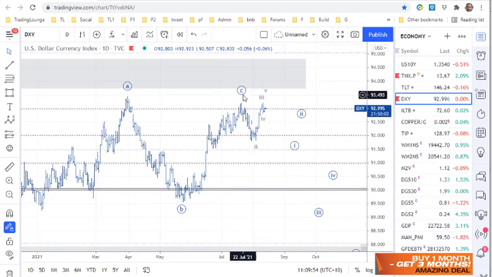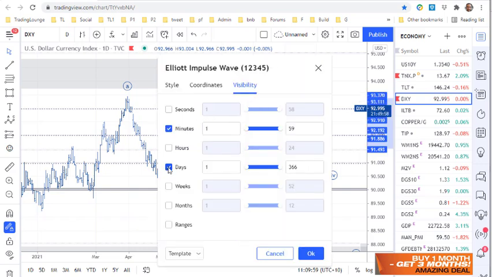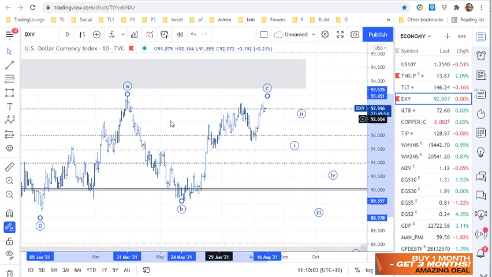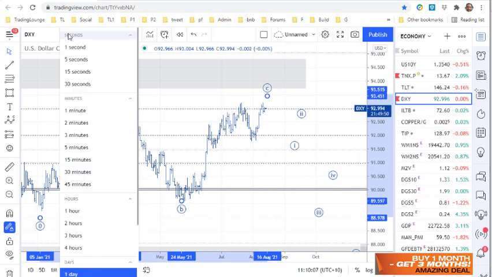So we're looking for, in fact, I just don't need these showing here, so we can just take those off. Still getting used to this charting program. So we're looking for an A wave, a B wave, and a C wave here. So we're not quite finished that.